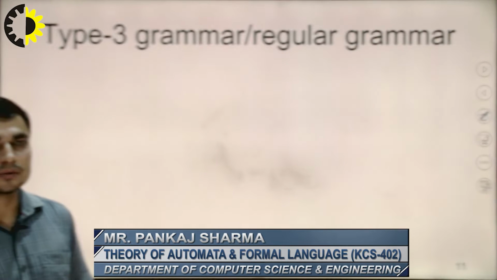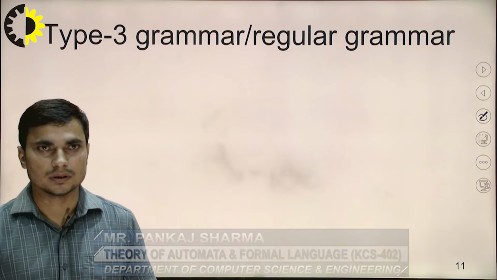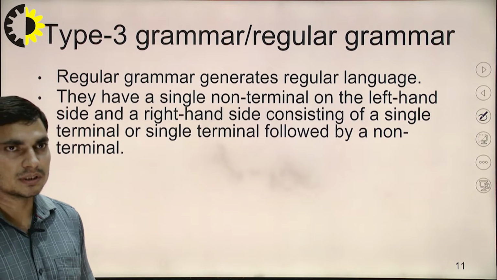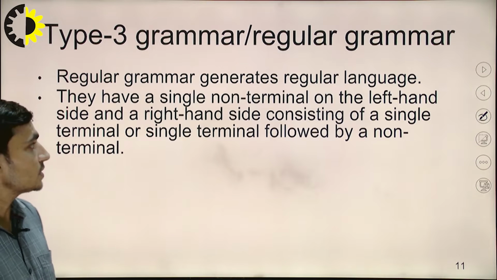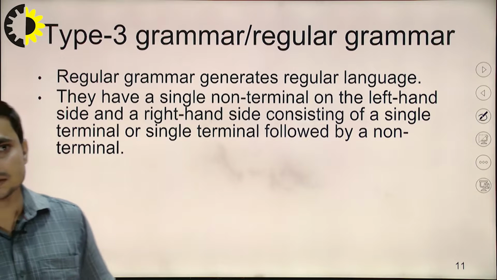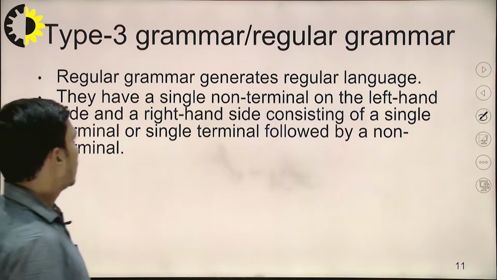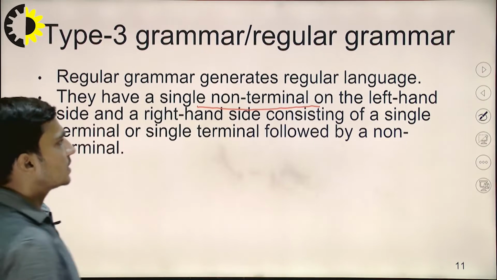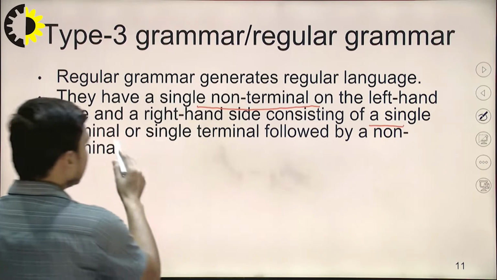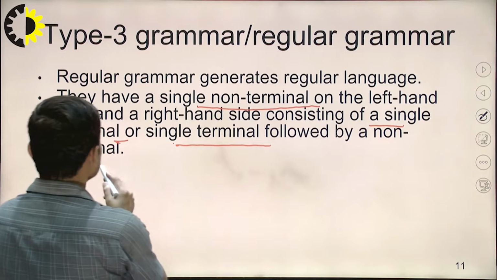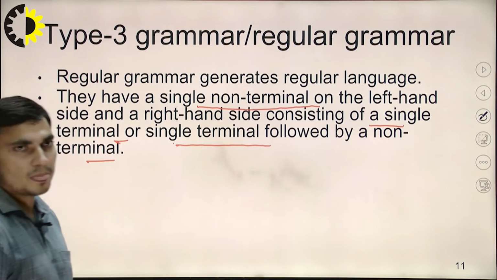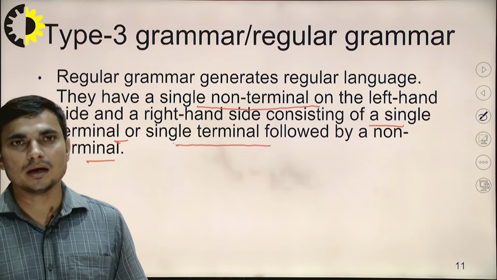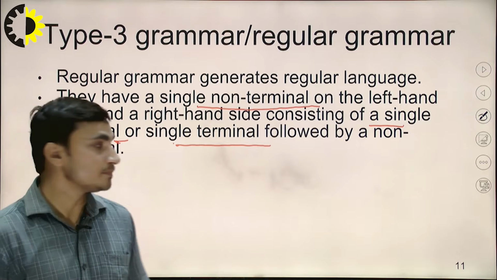When we talk about regular grammar, it is generally a type 3 grammar. Regular grammar generates regular languages. The production rules in a regular grammar have certain restrictions: a single non-terminal on the left hand side, and on the right hand side either a single terminal, or a single terminal followed by a single non-terminal. So, we can have a single terminal on the right hand side, or a single terminal along with a single non-terminal on the right hand side.